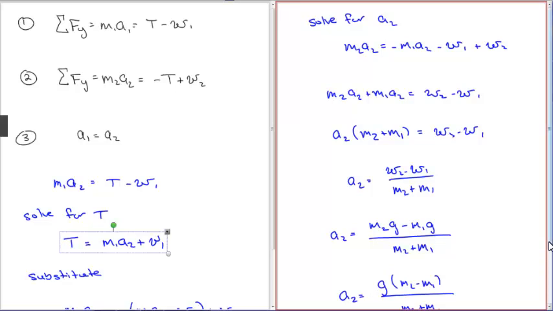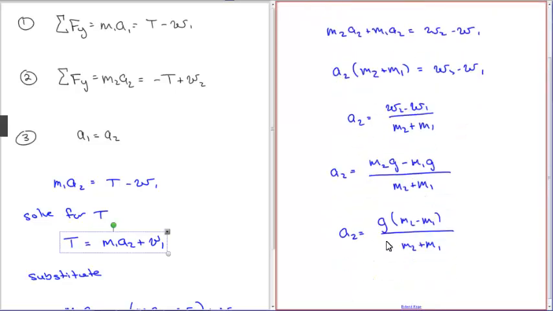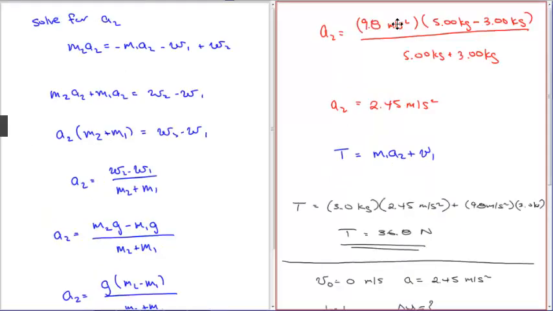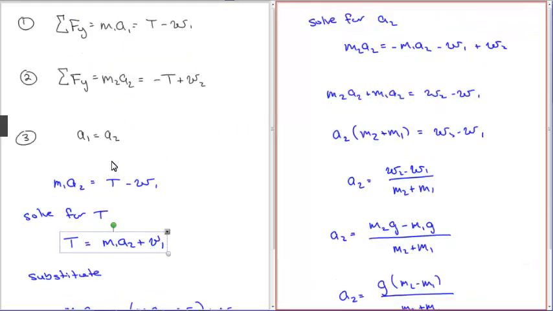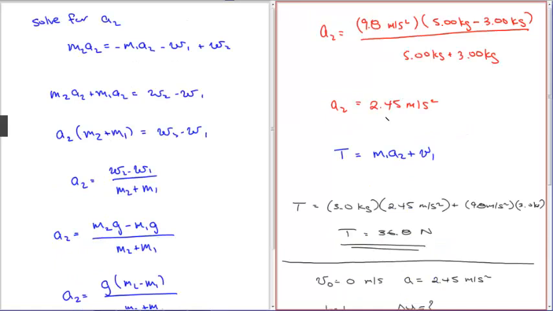Everything now we know, so we plug it in, 9.8 meters per second squared, 5 and 3 kilograms, we get 2.45 meters per second squared. That's the acceleration. If we solved this for a2 and substituted it, then we would have solved for the tension. But we just did it that way. Okay, so we plug it back in, solve for the tension, 36.8 newtons.